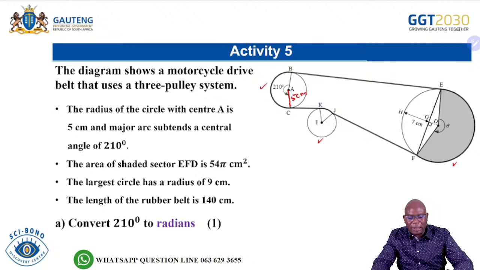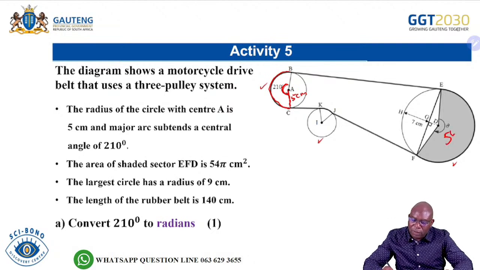And the arc subtends a central angle of 210, which is there. You see, the angle there is 210. So if I've got a radius and a central angle, I can get the arc length. You see, I can get the length of that belt on the pulley. The area of the shaded sector in this one is already given as 54 pi.